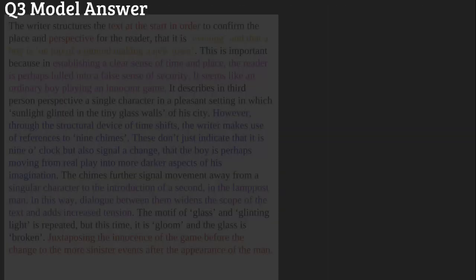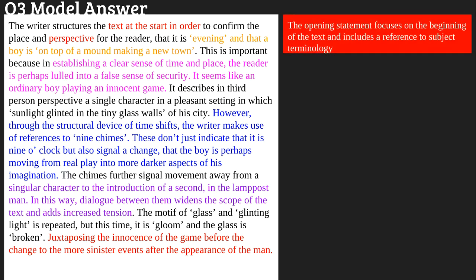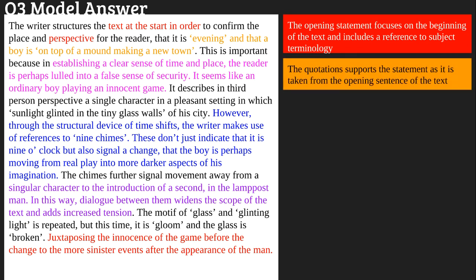The model answer then, excuse me. The writer structures the text at the start in order to confirm the place and perspective for the reader. So again, much like their answer to question 2, we get the opening statement, which focuses on the beginning of the text and includes reference to subject terminology and perspective. That is evening, and that a boy is on top of the mound making a new town. So the quotations that we've got here come from the opening sentence of the text. So straight away, we're talking about the first sentence, the opening, in terms of the structure.